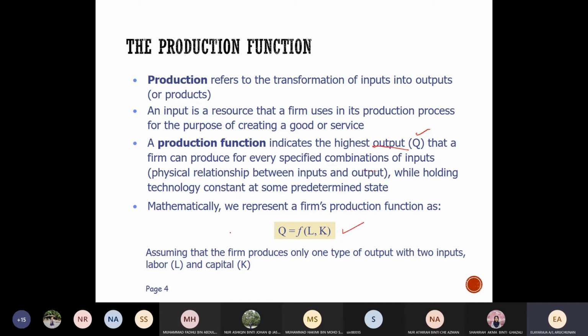This is the production function formula. As you can see here, Q equals F(L, K). L and K are the elements needed in order to produce Q. L stands for labor, the quantity of labor, and K stands for capital. You know capital, right?